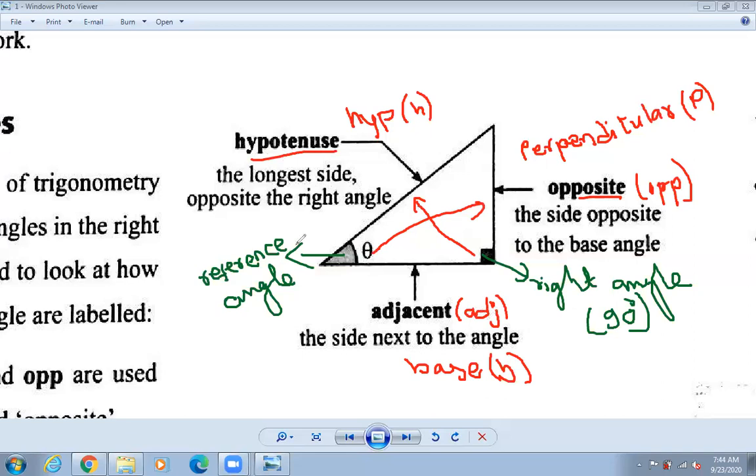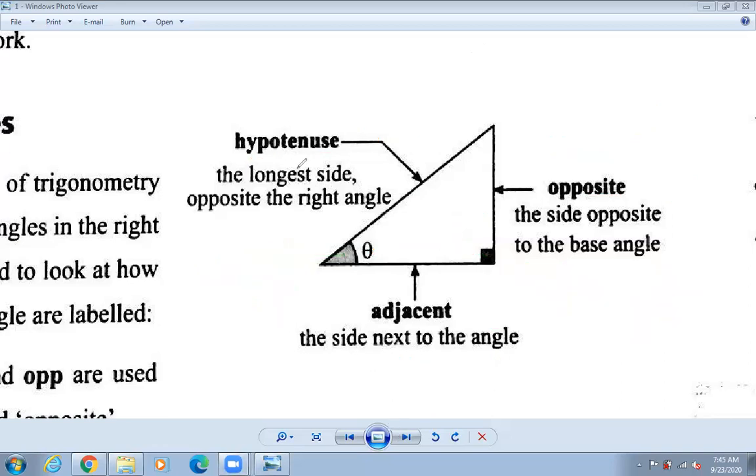So either screenshot this picture or copy it quickly. Pause the video and copy it, otherwise use it quickly. Let me clear everything and go to the next page.